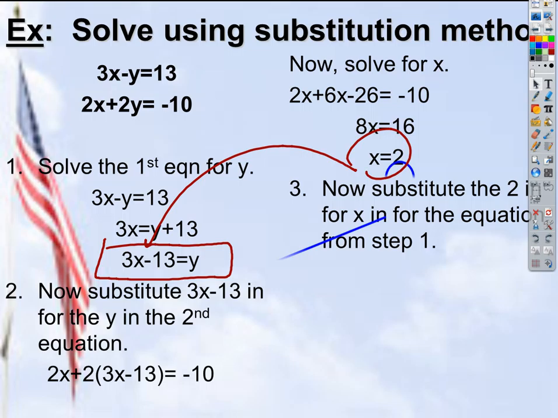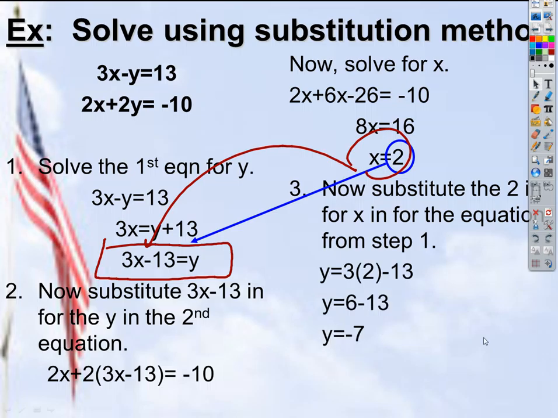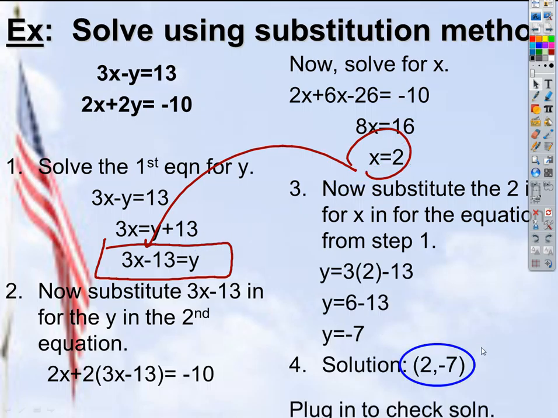So plug it back in. I get 3 times 2 minus 13 is y, and that's just what, 6 minus 13, so -7. So my answer is the ordered pair, x equals 2, y equals -7. Right? No big deal.